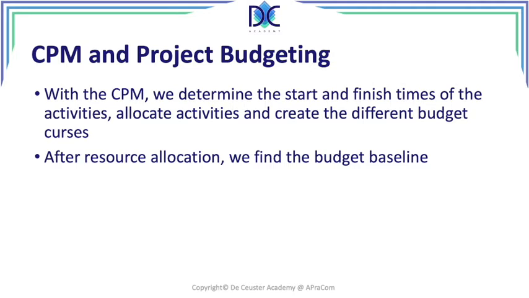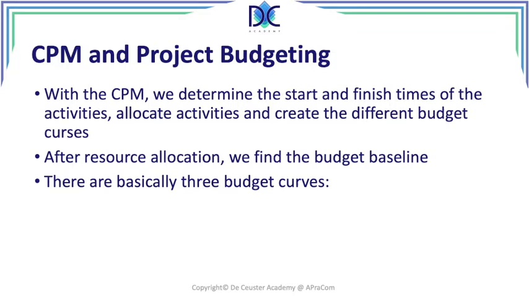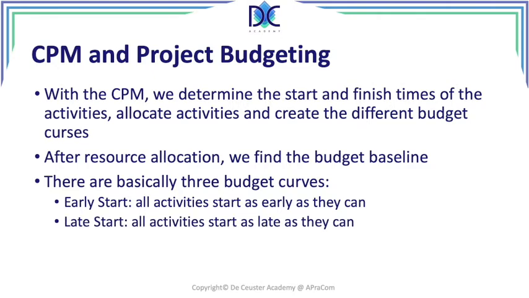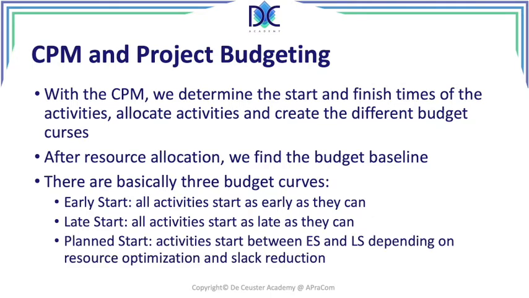It's not only about resources. Now, when we look at the budget curves, we can find three budget curves. We have the early start budget curve, where all the activities start as early as they can. Everything is planned on the early start date. Then we have the late start. All activities start as late as they can, so they all start at their late start date, but it also means that there is no more slack. It means all the paths have basically become critical. And then we have the planned start. We find the time between early start and late start, depending on resource optimization and slack reduction.